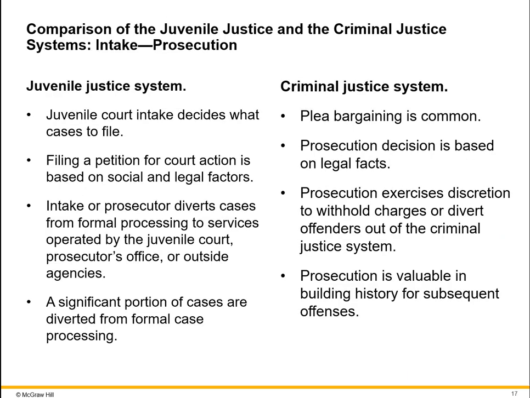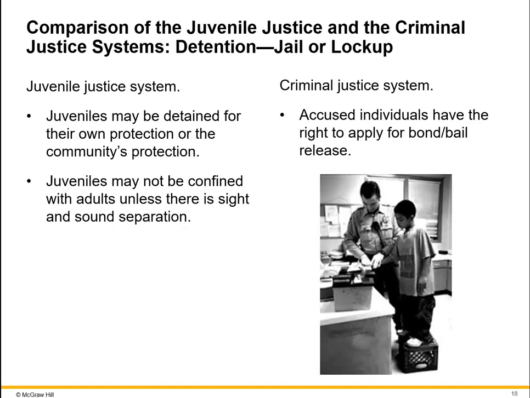The Juvenile Justice Department decides which cases to file. In criminal justice, plea bargaining is common. When filing a petition, court action is based on social and legal factors. Prosecution decisions use legal facts. Discretion can be used in both courts. Not all juveniles in the juvenile justice system are delinquents. Occasionally, they're detained for their protection, and it's typically required to separate youths from adults.